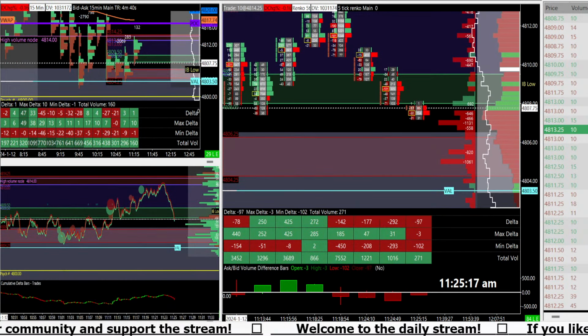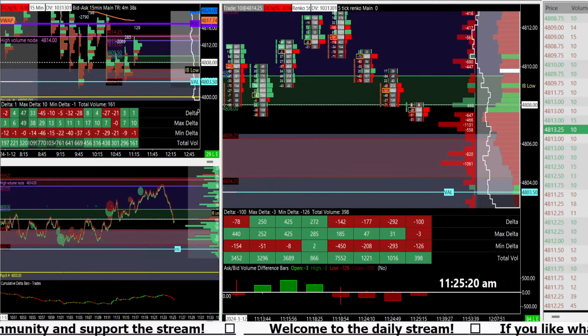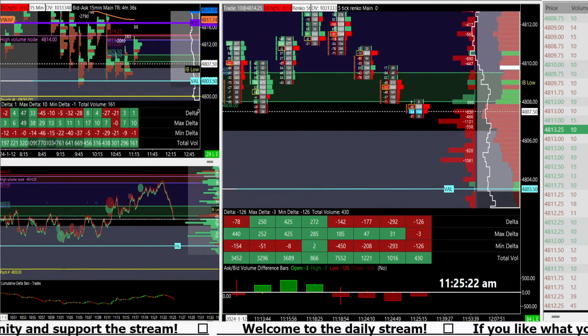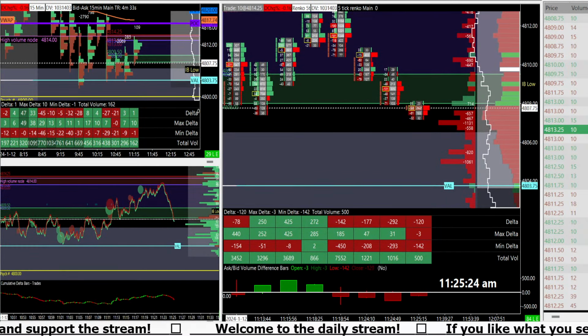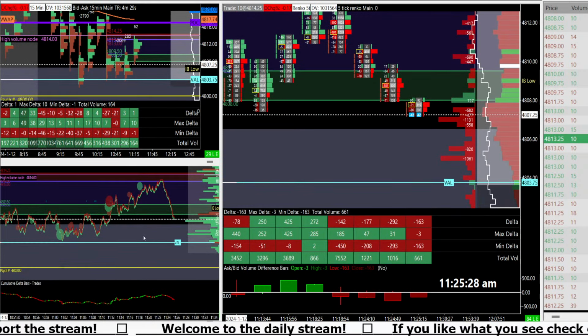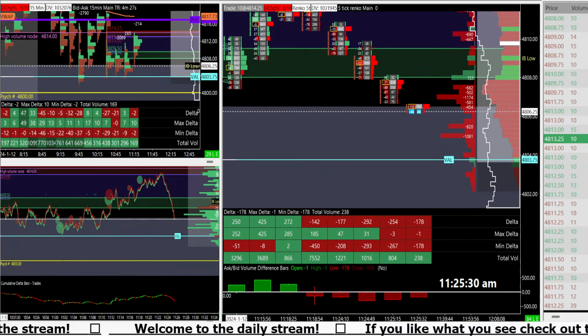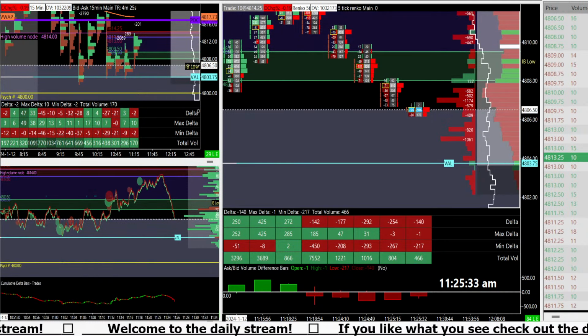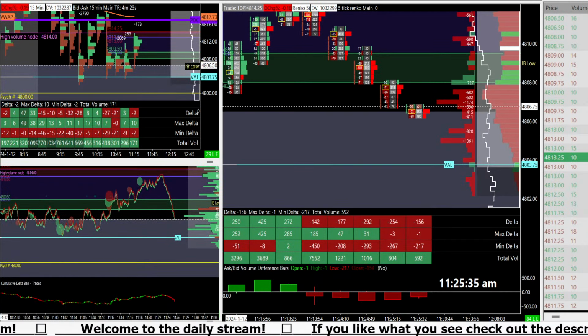We're inside value, so these examples are not the best examples. It's like trying to explain auction market theory for, what is this? About a 6-point range, 4-point range.